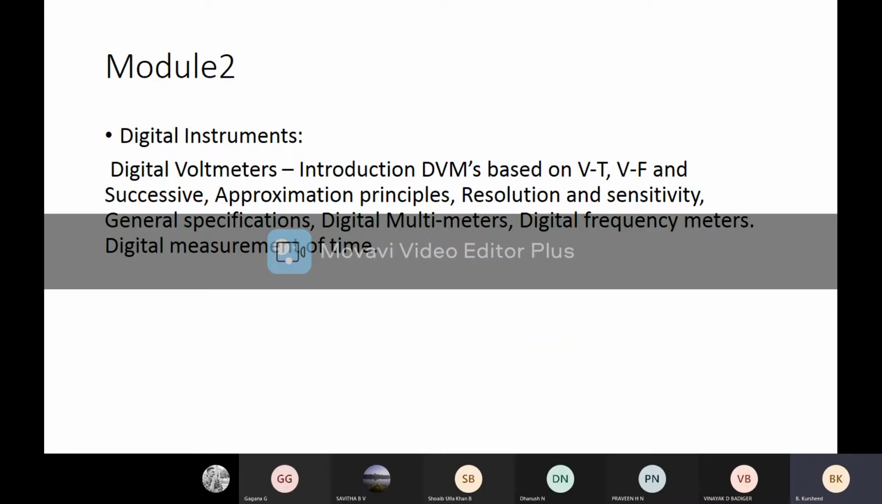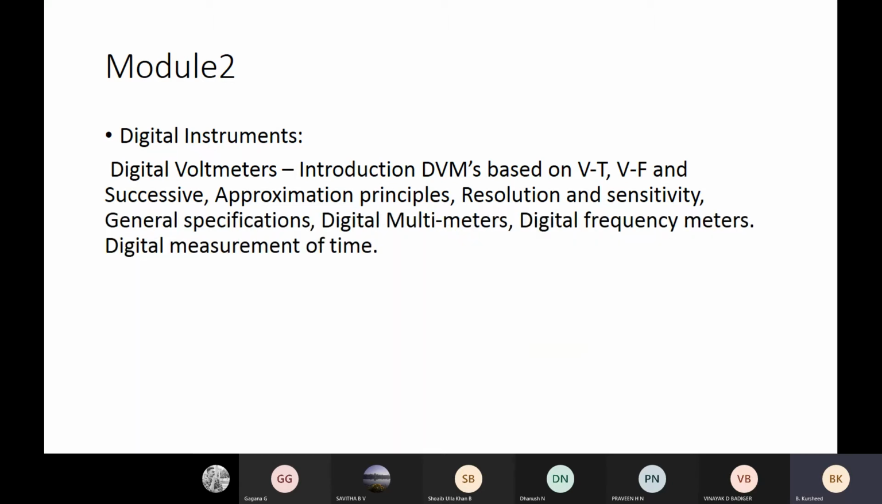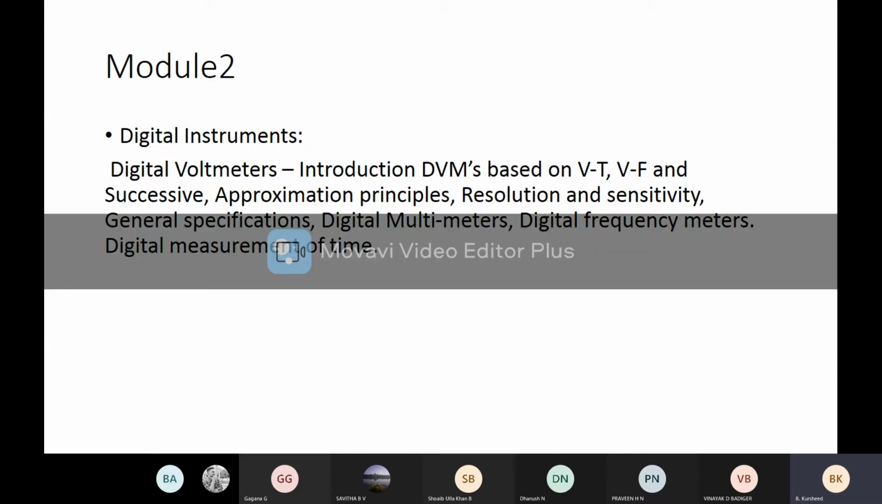So in the start, a digital voltmeter is one which will convert analog DC voltage into a digital output. What is a digital voltmeter? A digital voltmeter is a device which is used to convert analog DC voltage to a digital output.